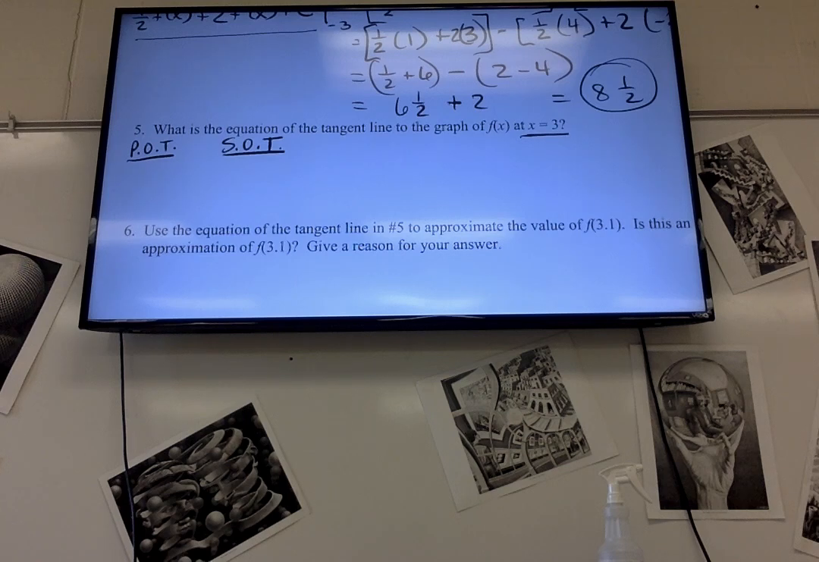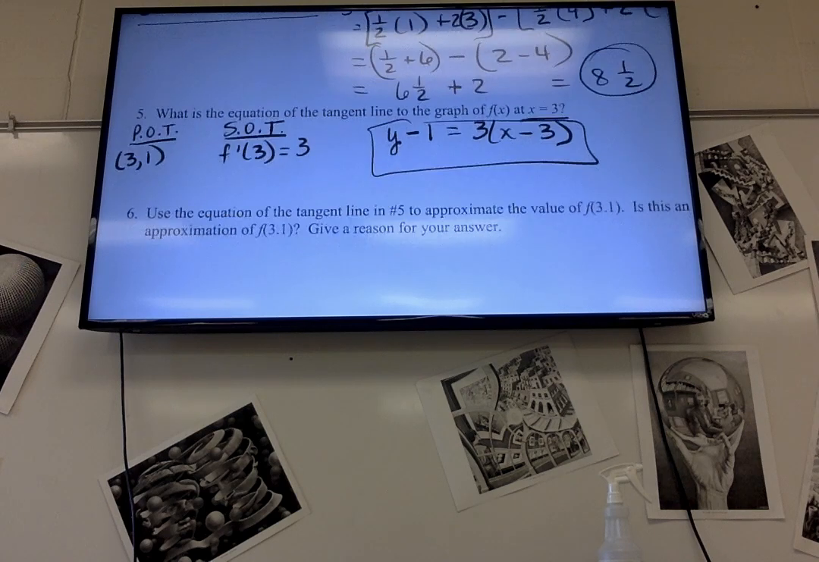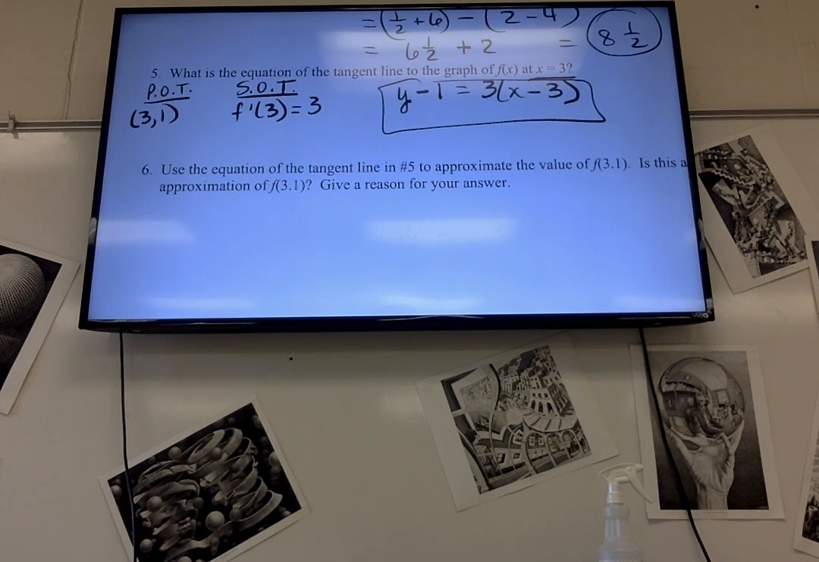F of 3 is 3. No, it's f prime of 3. Yeah, f prime of 3 is 3. But we want this right now. So f of 3 is 1, so the point is 3, 1. So now we do f prime of 3, which is 3. Okay. So y minus y1 equals m times x minus x1. That's really old stuff. You okay with that? You keep doing that, and I'm like, yes, because it's super important.